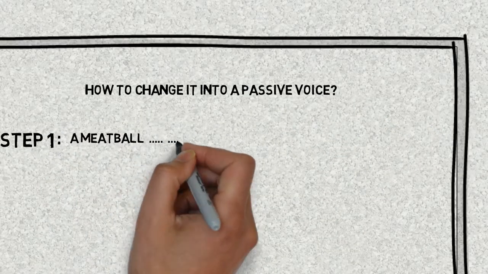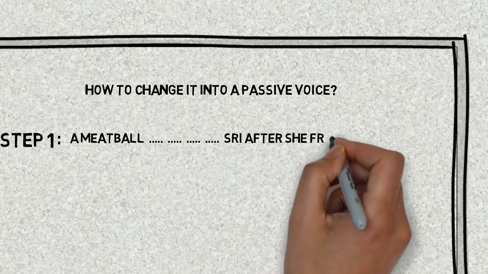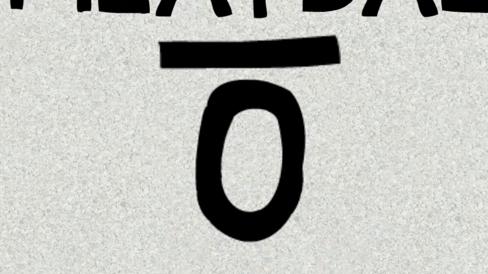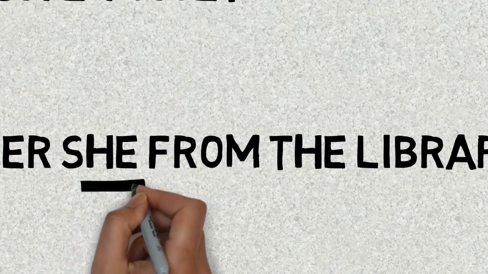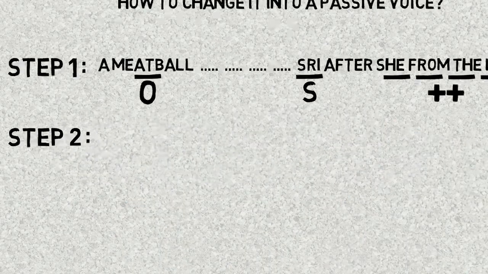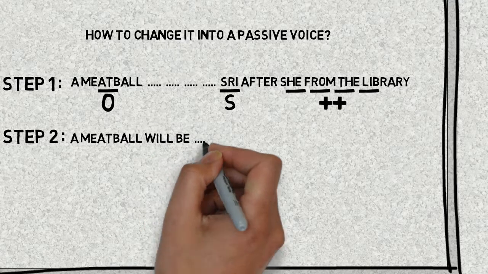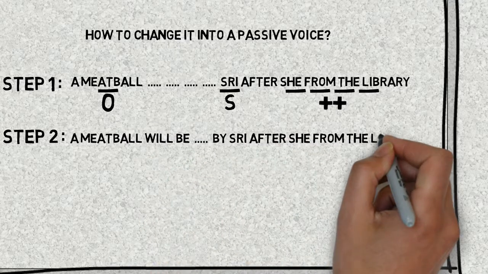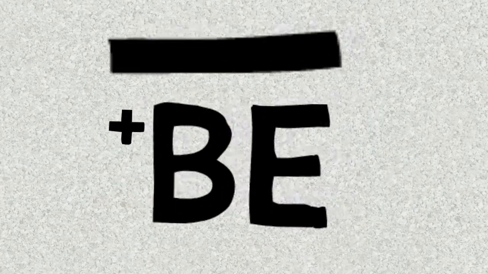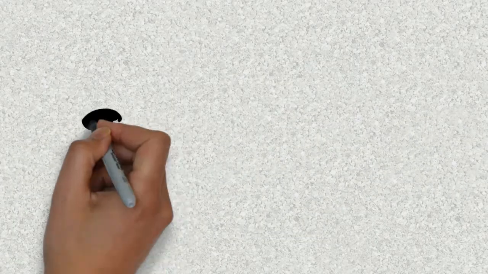Step 1. Change the position of the subject and the object, but the informal information stays there. A meatball is the object and Sri is the subject, after she from the library is the informal information. Step 2. Add will be after the object and by before the subject. Will be is after the object and by is before the subject.